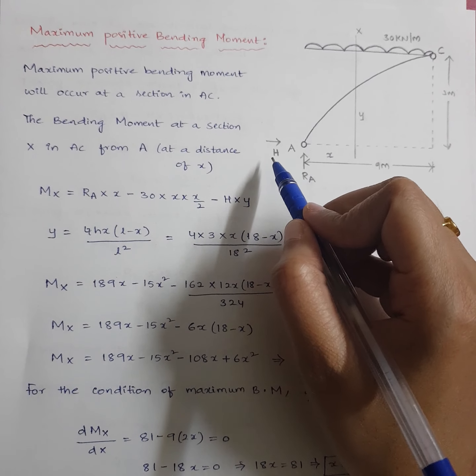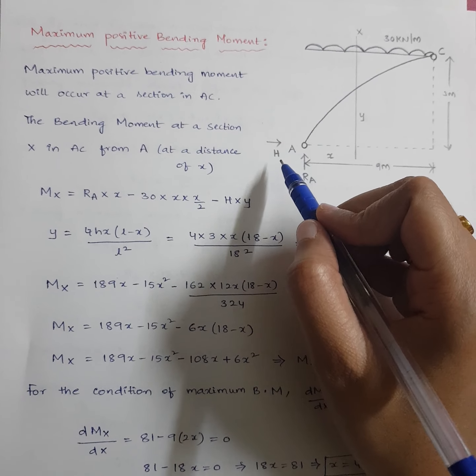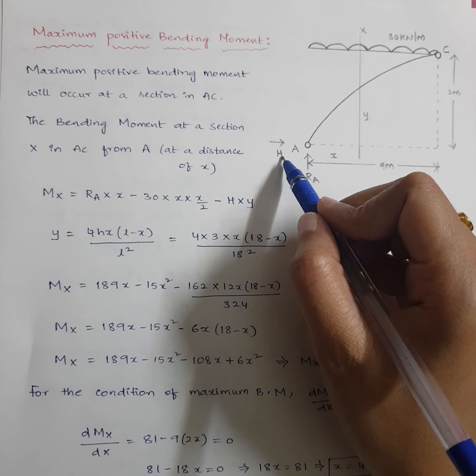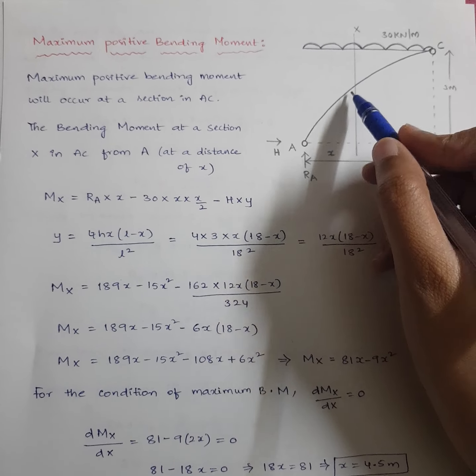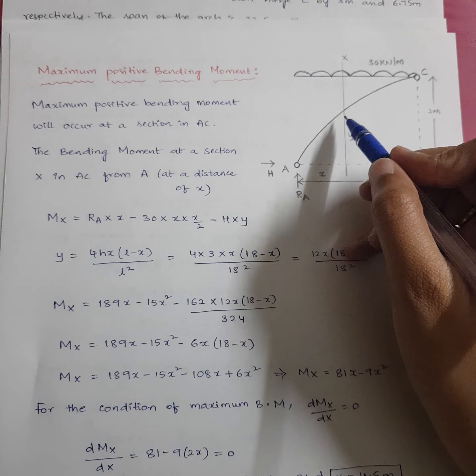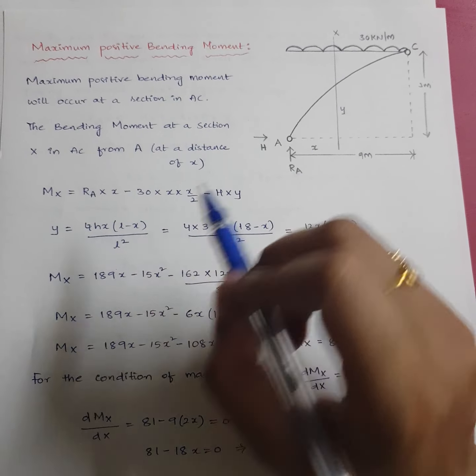Next you have H, the horizontal thrust, which will always give a hogging moment. So again minus H into the distance up to section X, or the height of the parabola at section X, which is y.